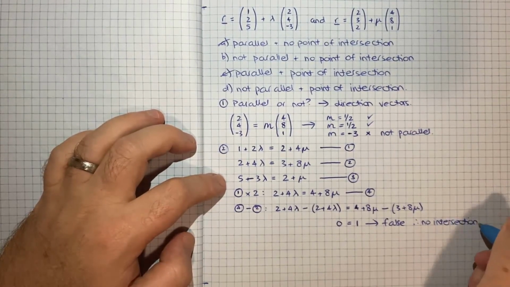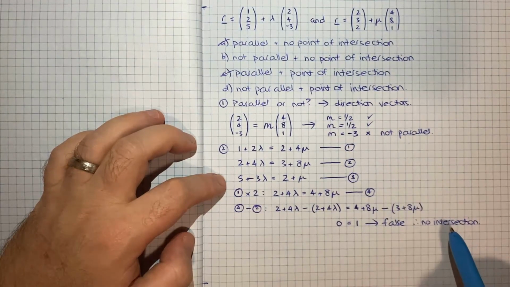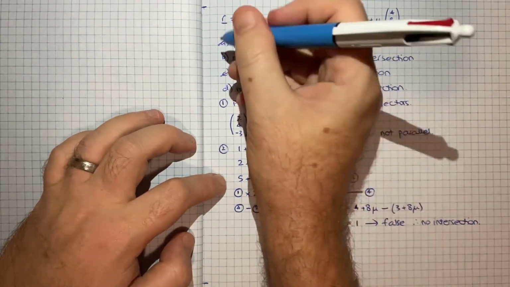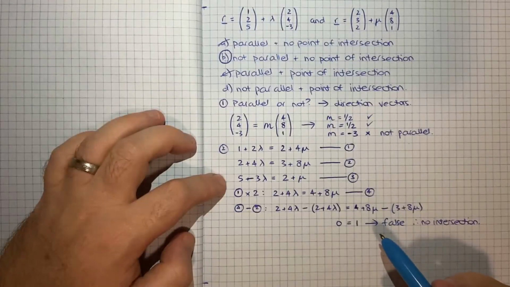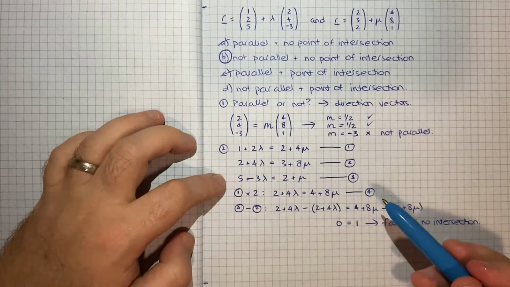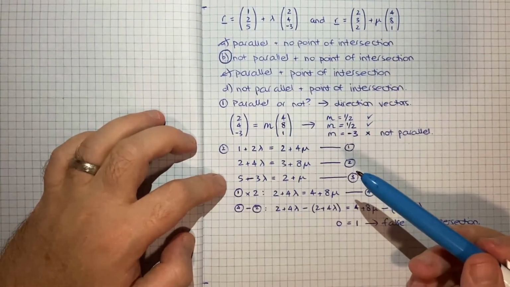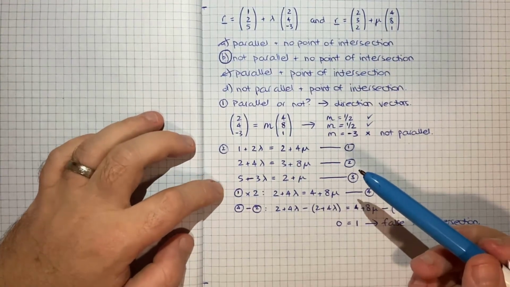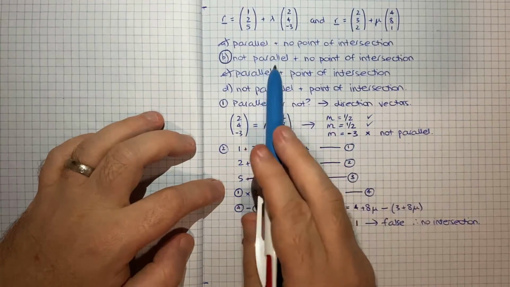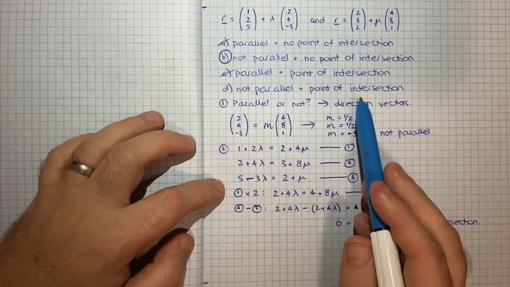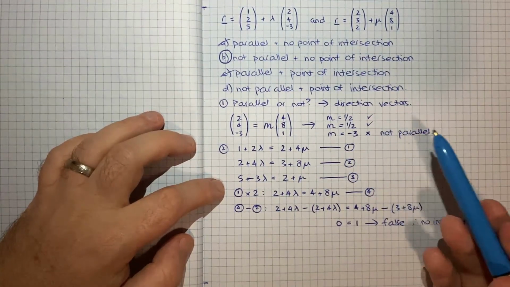So that means the lines are not parallel, and there's no point of intersection. So that means option B is the right option. That's the way to go about this question. As I mentioned, being multiple choice, it really is just a process of elimination. Here the key was to work systematically through the two different points that we were considering. Are they parallel or not? What is the point of intersection, if any?